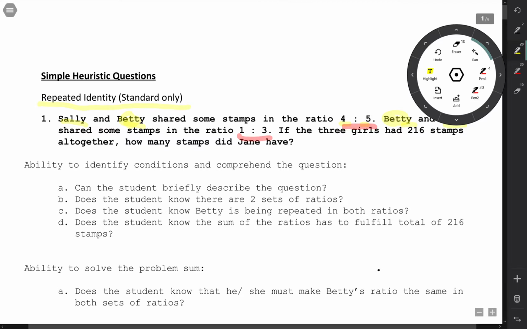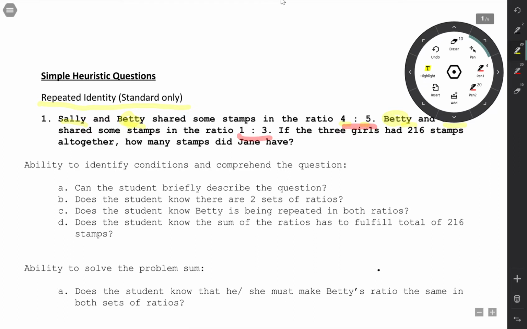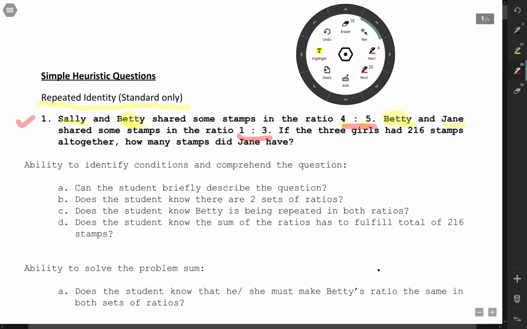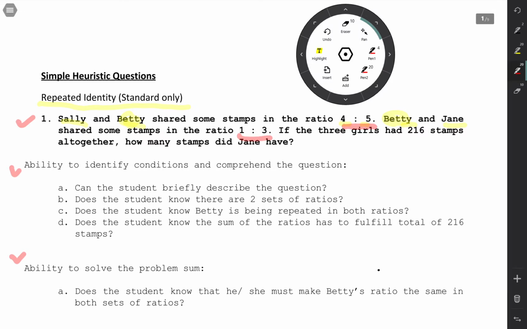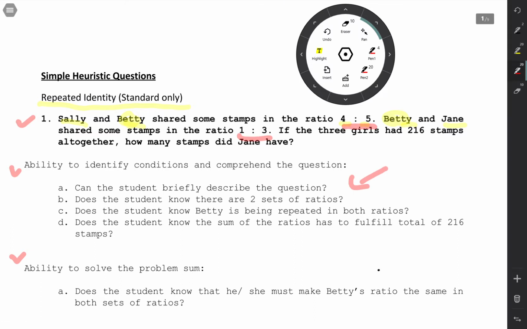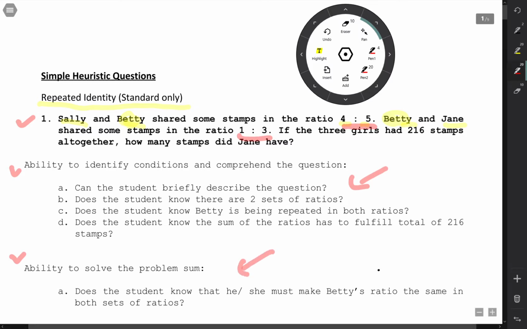Now this is only for standard. For all of these questions and the things that you see over here, the format looks like this. First we have the question written here. Next we have some of the things that we need you to be able to identify from the child. For example, let's take a look at this part. Can the student briefly describe the question? Does the student know that there are two sets of ratios? Things like that, and the ability to solve the problem sum.